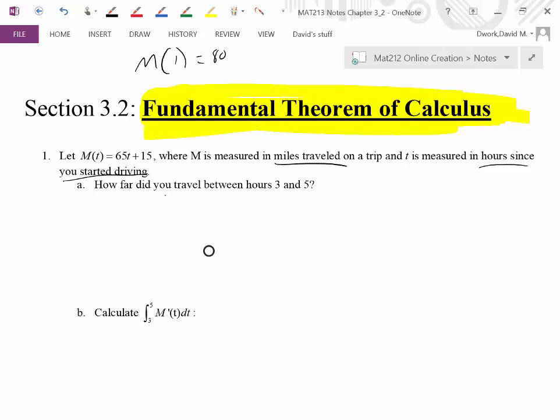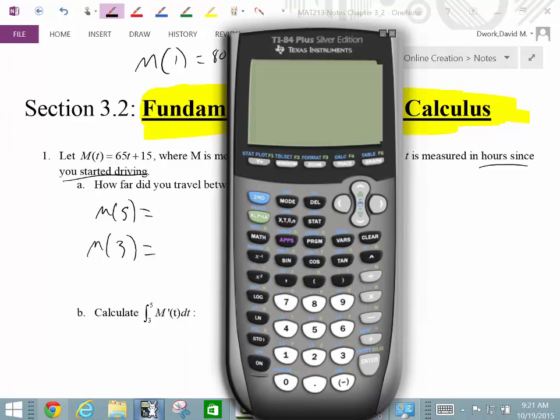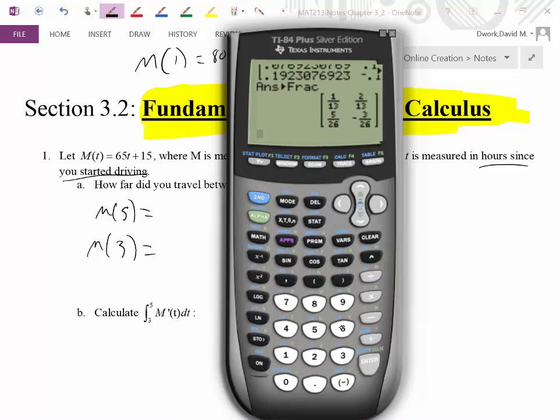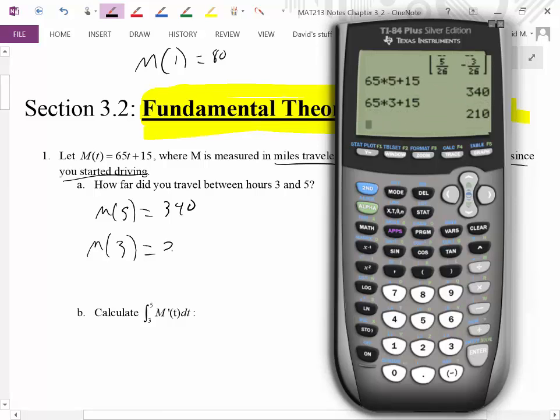To figure out how far I traveled between these hours, if m tells me my total distance traveled, well, I've got to see how far did I go at 5 hours, and how far had I gone at 3 hours. So when I substitute in 5, we'll use the handy dandy calculator, it helps out a little bit. 65 times 5 plus 15 results in 340. So after 5 hours, I had traveled 340 miles. Similarly, we do the same math, but now for only 3. So after 3 hours, I had only gone 210 miles.